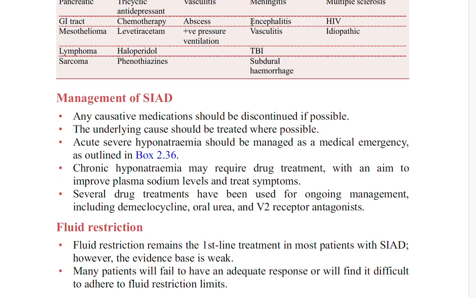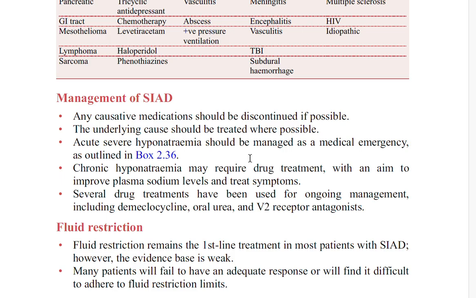If it is because of an infection like meningitis or pneumonia, treat the cause. If it is vasculitis, treat with steroids. If it is HIV, treat the HIV. Besides this, acute severe hyponatremia should be managed as a medical emergency, as we have read previously. Chronic hyponatremia may require drug treatment with an aim to improve plasma sodium level and treat symptoms. So always treat the symptoms, not the number.